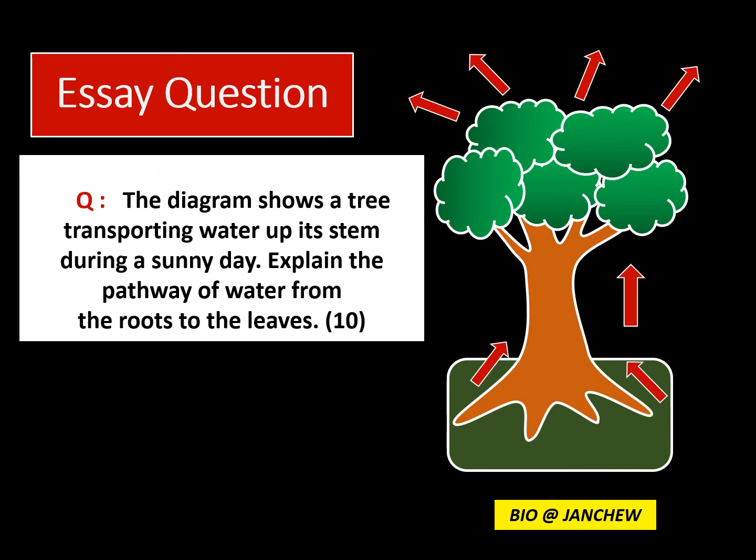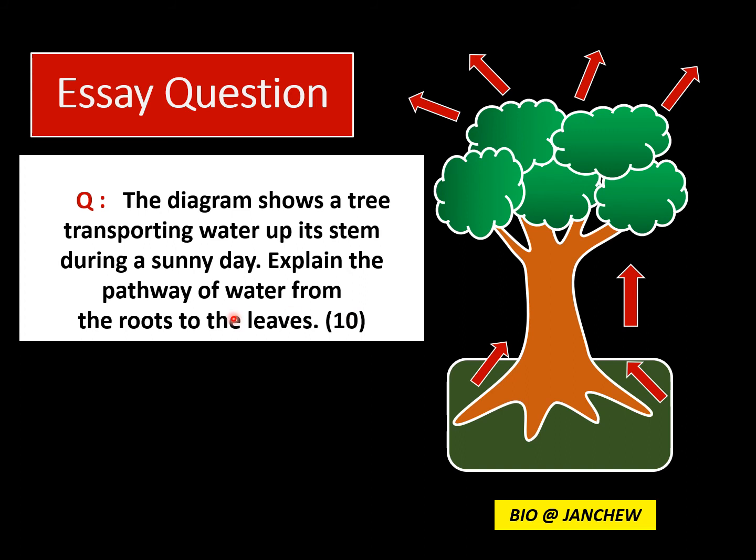So to summarize and to put to practice what we have learned, let's look at this common essay question. It's like a HOTS question too, that may be asked in your exam. Essay question: The diagram shows a tree transporting water up its stem during a sunny day. So you can see the arrows showing the movement of water up the stem to the leaves. Explain the pathway of water from the roots to the leaves.